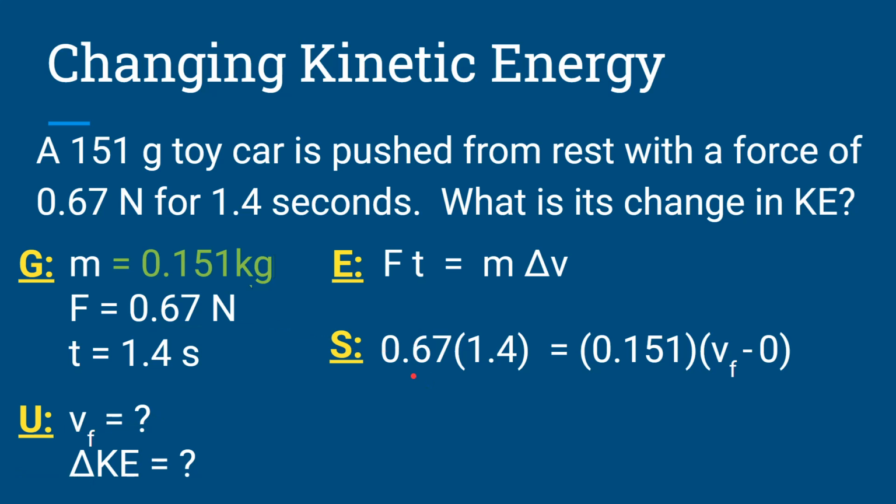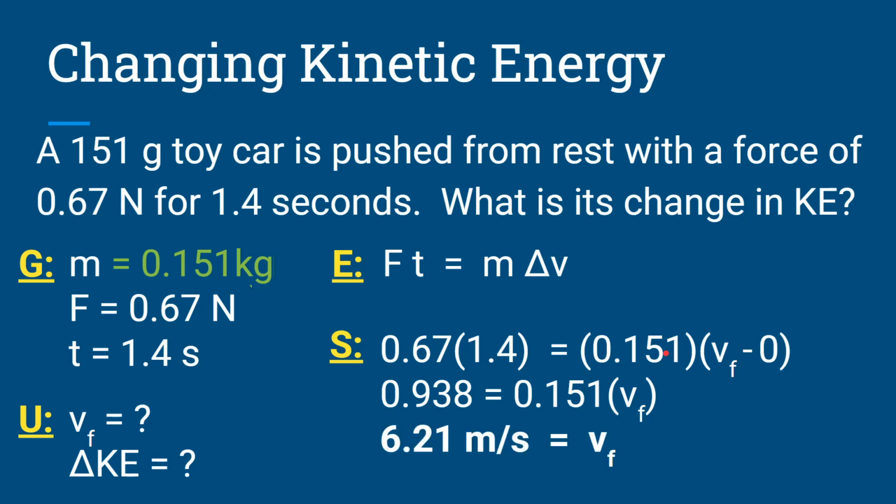My force, 0.67, my time, 1.4, my mass, 0.151, and then delta V is VF minus 0 because it started from rest. The left-hand side of my equation ends up being 0.938, and then I have equals 0.151 times VF. Divide both sides by 0.151, and I get a VF of 6.21 meters per second.